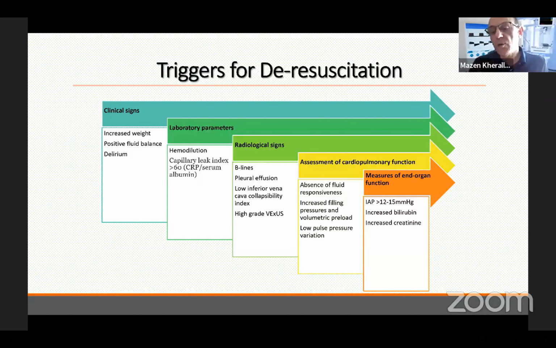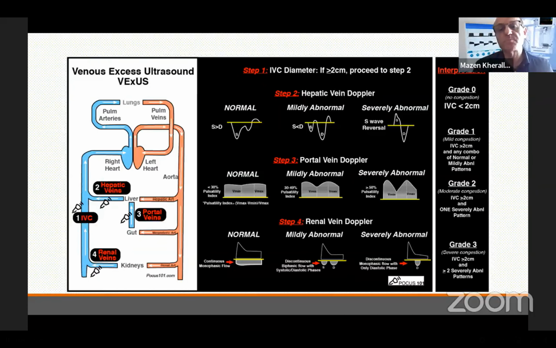You also may look at end organ functions. You may see that intra-abdominal pressure is elevated more than 15. Your bilirubin is increased, your creatinine is increased. All those together would actually make a case that you need to de-resuscitate your patient.